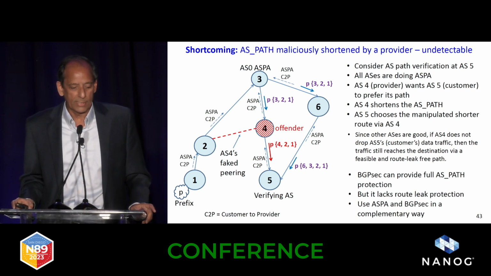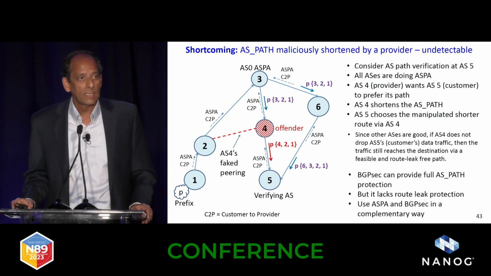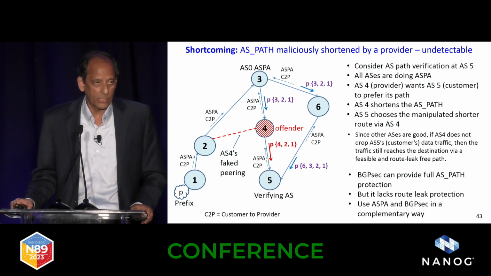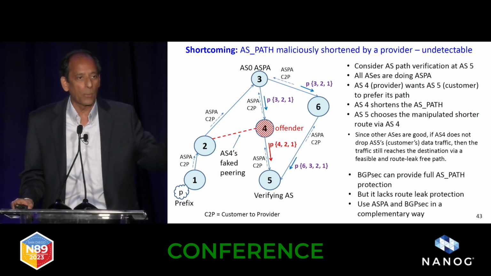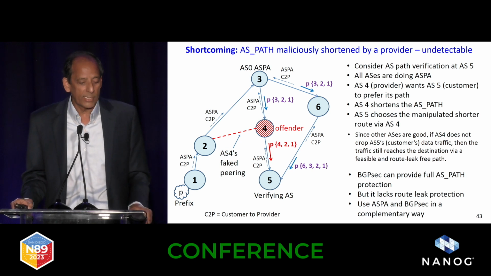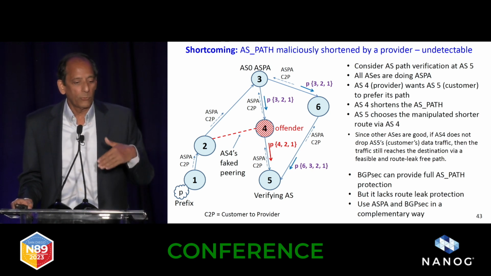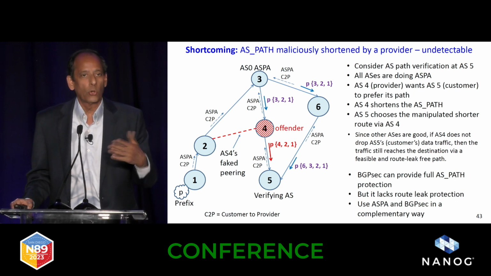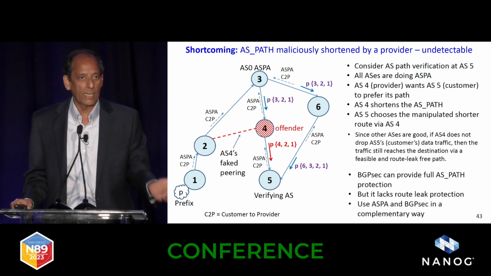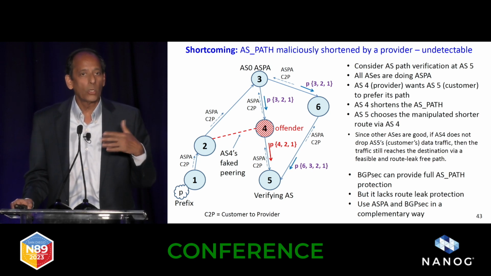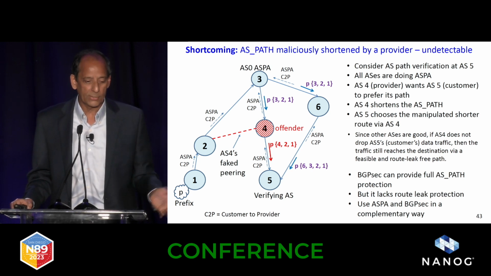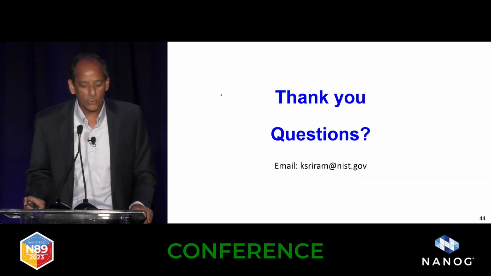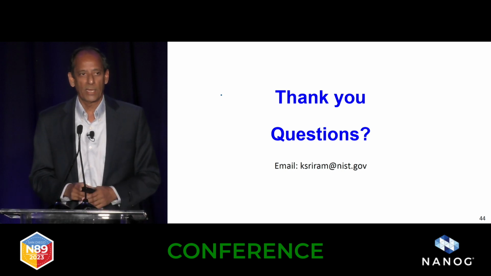Also, we should realize in this picture that 4 is not intending to drop the traffic on the floor. It perhaps doesn't want to lose the customer. If it intends to propagate the data traffic towards its destination, whichever path it chooses, because everyone else is doing ASPA, the data traffic from 5 will only propagate to the destination on route-leak-free paths. So that's another observation one could make. With that, I'll stop and take any questions you may have. Thank you.